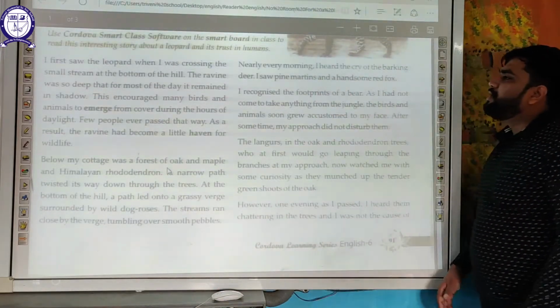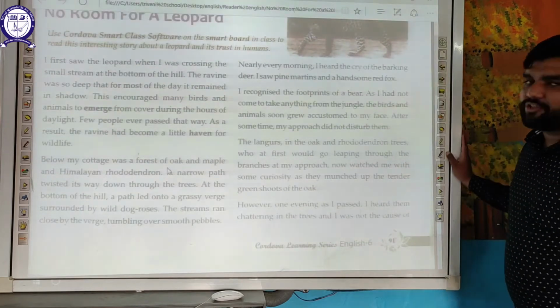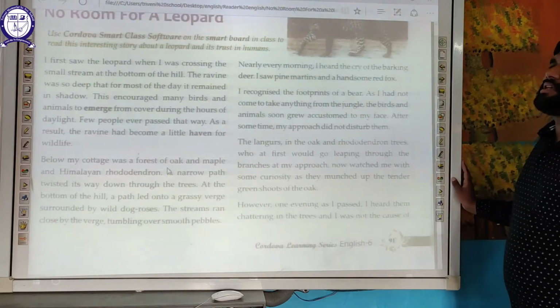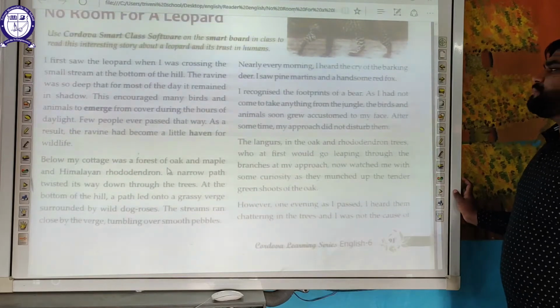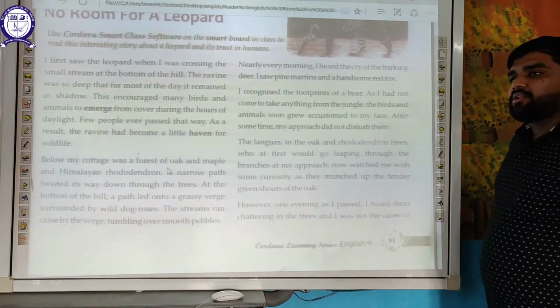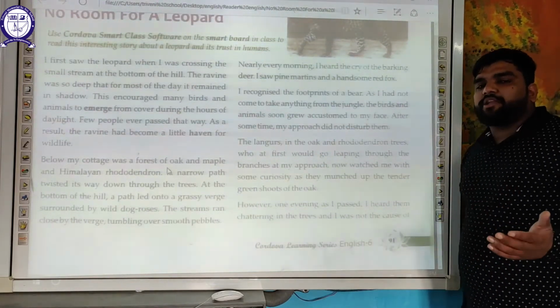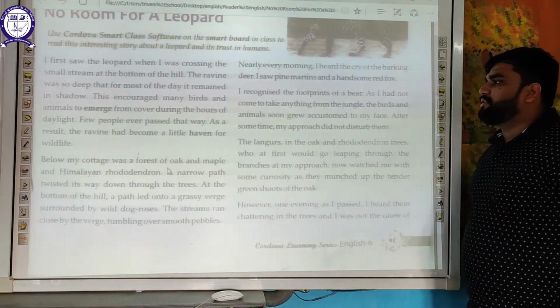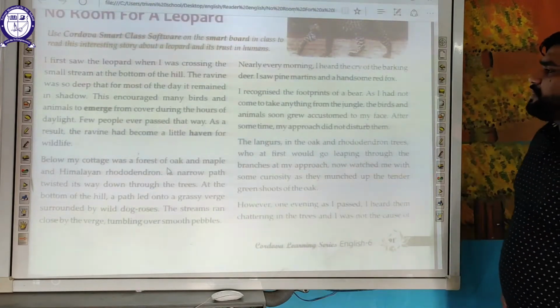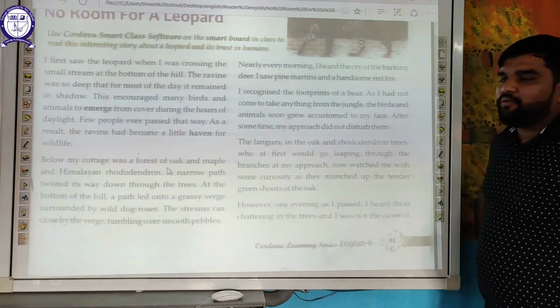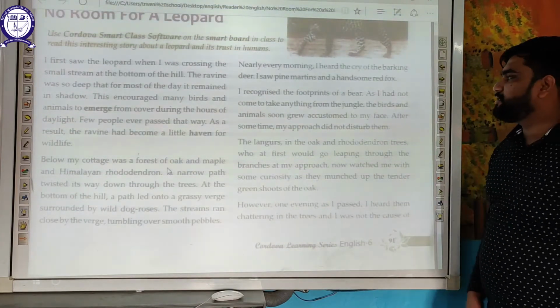Nearly every morning, the writer heard the cry of the barking deer. He could easily hear the sound of the deer. He could see pine martens and a handsome red fox. Red fox and pine martens are animals over there. He recognized the footprints of a bear. He could easily see that the bear was here with the help of the footprints.